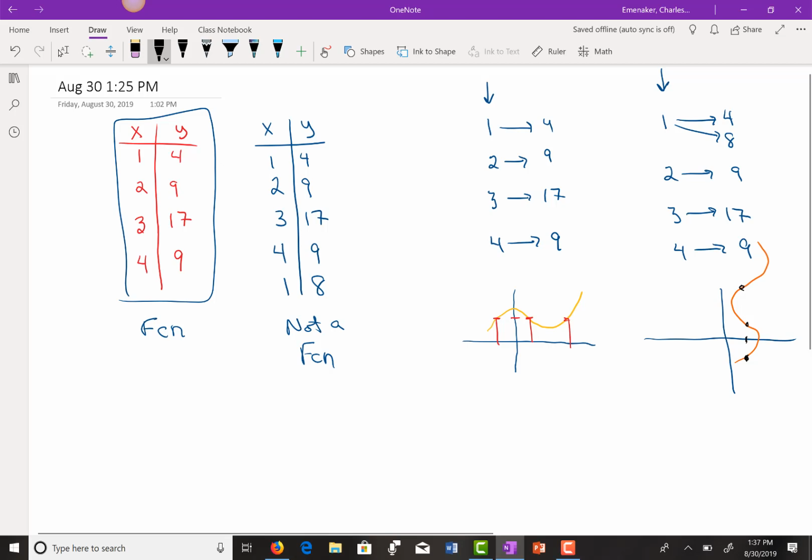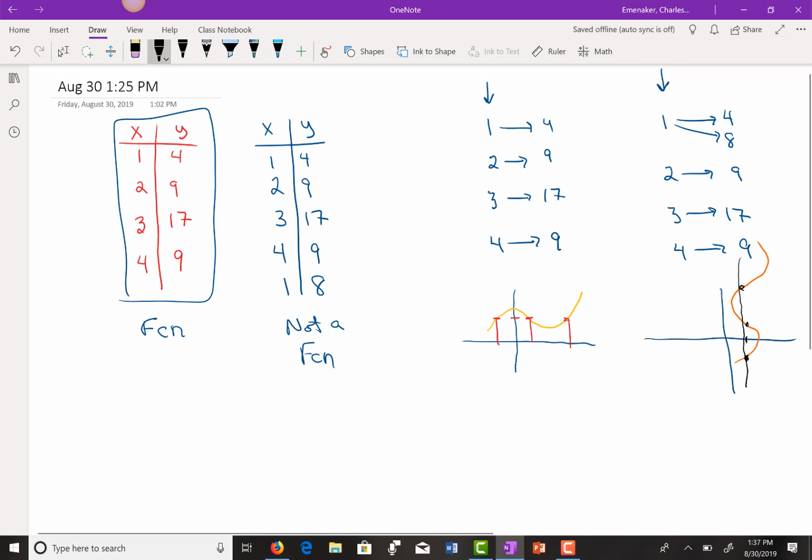If you are given a graph and asked, does this graph represent a function, there's a very easy way to check to see if it's a function or not a function. Remember, you cannot have one x value assigned to multiple y values.